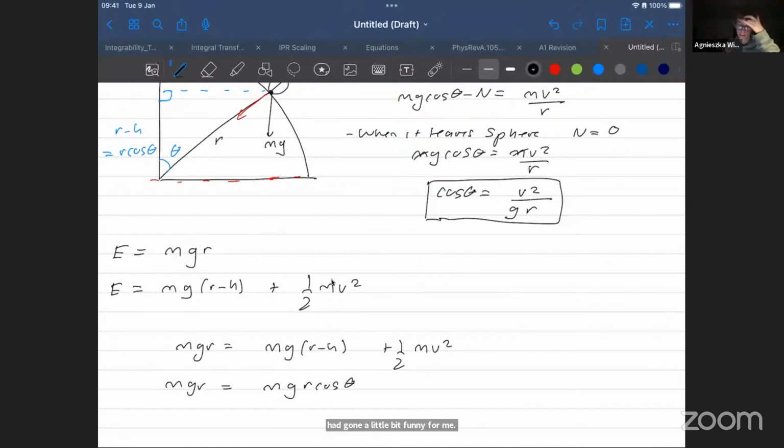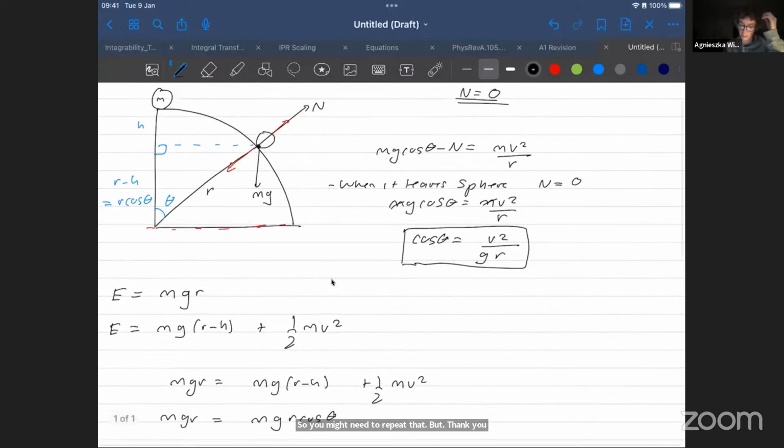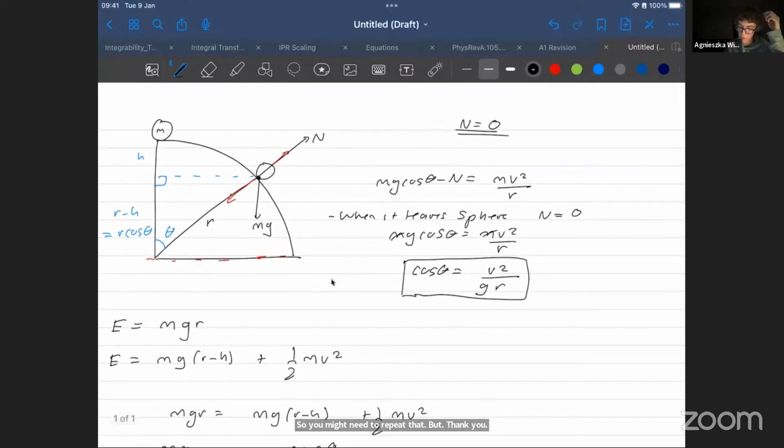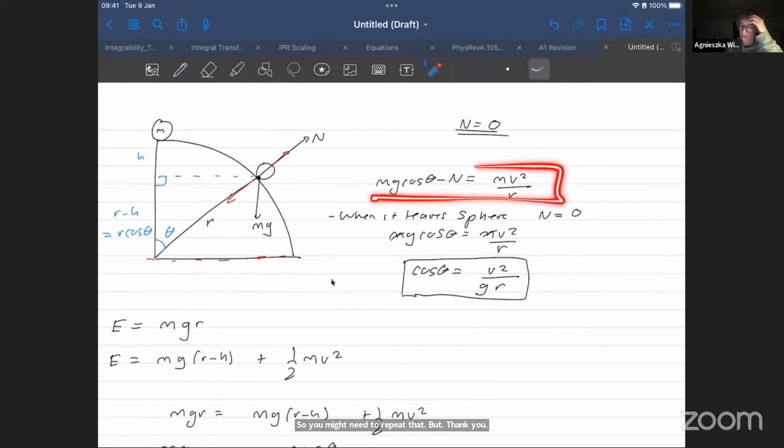Thank you. Okay, so anyway, I'll get back to the energies. To sum up what we did in case my audio cut off at any moment, we basically wrote down a force balance equation for the centripetal force, and we knew that the marble leaves the sphere when N is equal to 0.